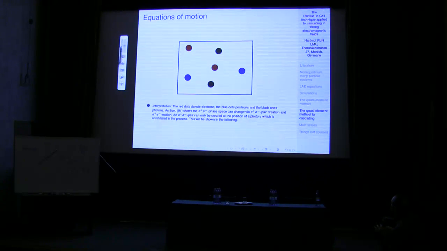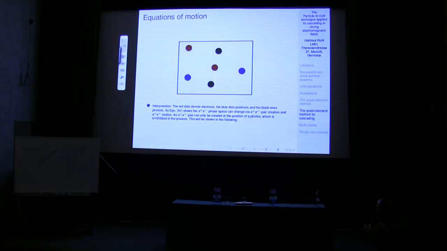Now, here's how it works in the depiction. The red and the blue dots are electrons and positrons, and the black dots are photons. Now the rate of change of the red and the blue dots has two contributions. One is they can move around in the box from one place to the other. So in every phase-space element which you could define, the probability changes according to the motion of the particles. But at the same time, there are also photons, and at their location, they can generate new particles.